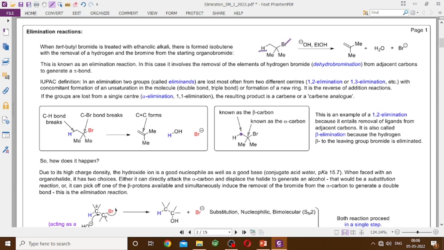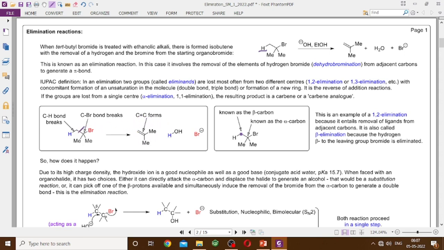The bromide from the alpha carbon is lost in the form of HBr, which is basically saying that hydroxide is taking away this H, Br minus is moving out, and there is a formation of a carbon-carbon double bond between the two adjacent centers, that is the C alpha and the C beta. So the C-H bond breaks, the C-Br bond breaks, and the carbon-carbon double bond forms, and we have a hydroxide abstracting this H. Therefore, this is an O-H bond that is being formed. But we are mostly concerned with the starting material, organobromide, and the alkene.